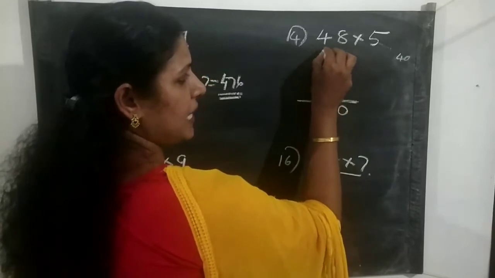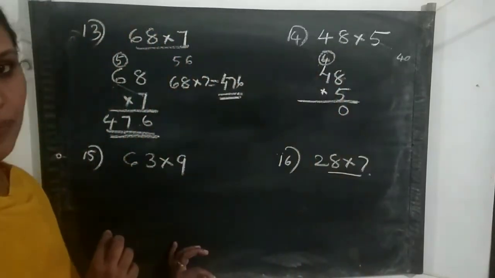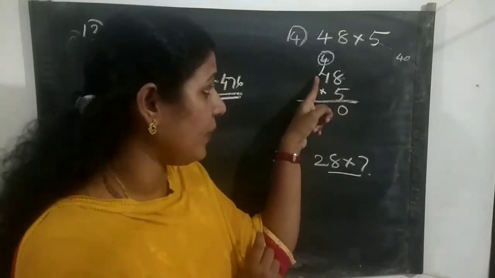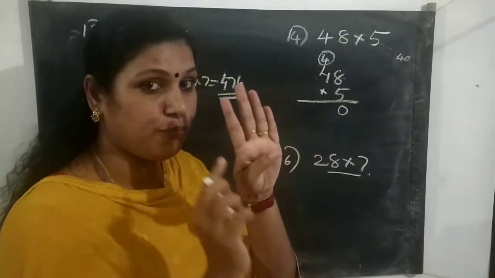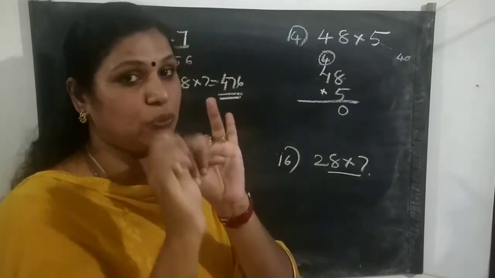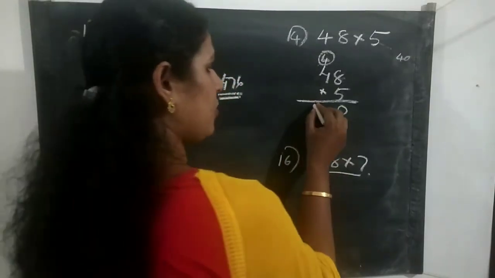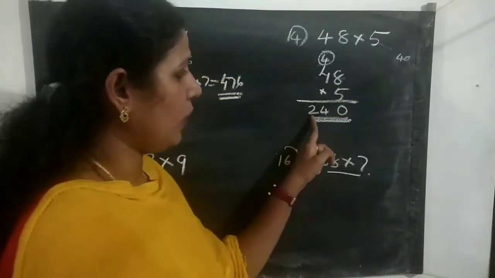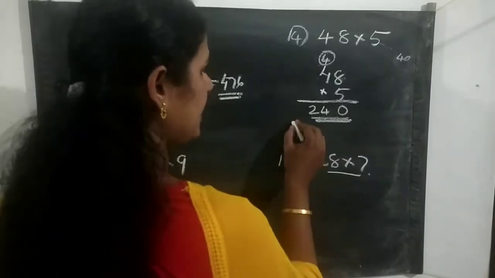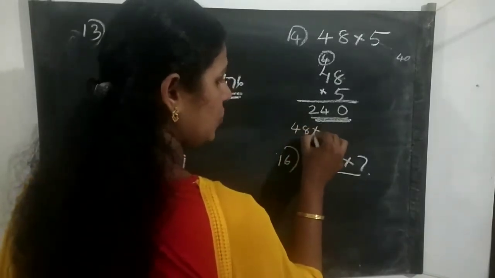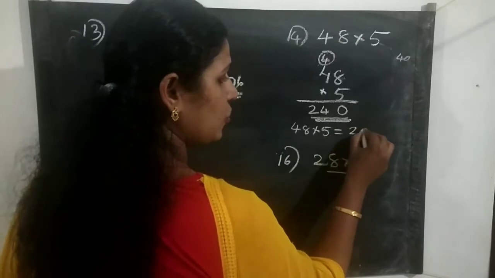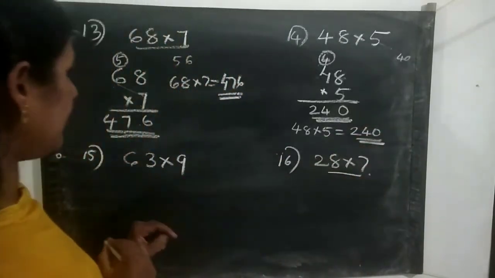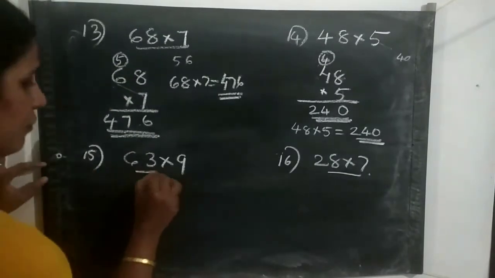We write it on the top side of the next number. Okay. The next is 5 4s are 20. Then 20 plus 4. 21, 22, 23, 24. We should write here 24. So here we get 240. That is 48 into 5 equal 240. Understood?